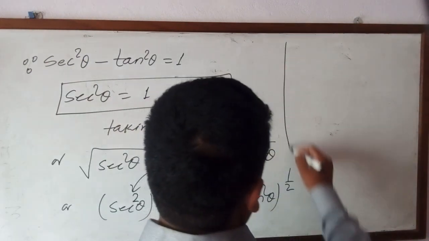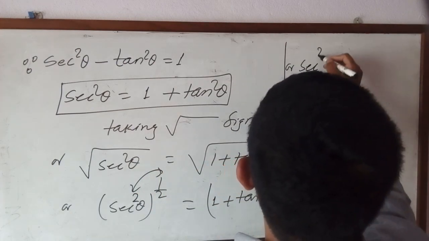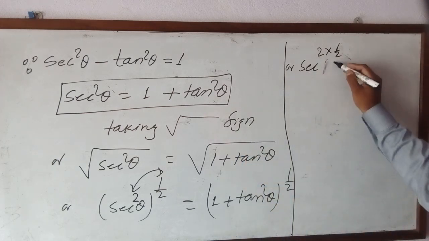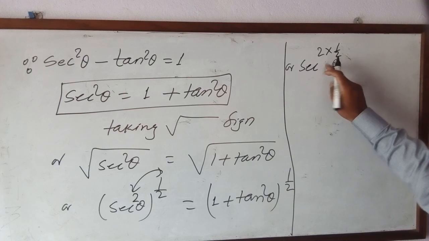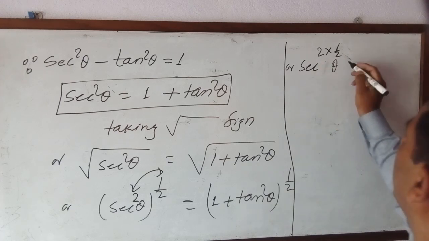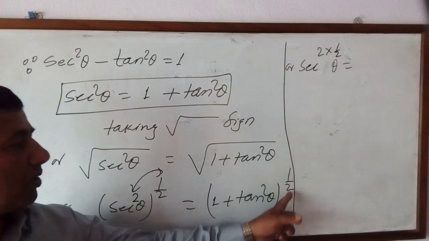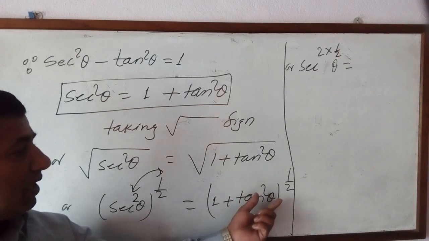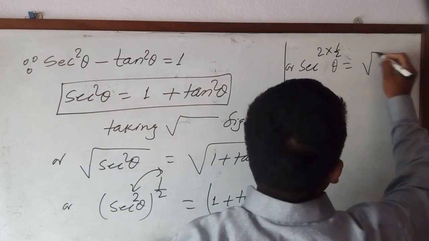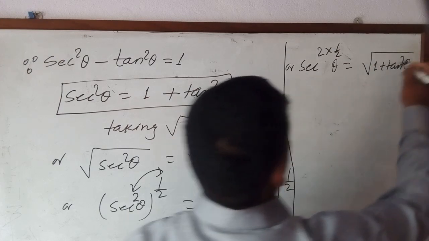Okay, I'll write this side. Sec square times 1 by 2 theta. Now this power should be written just in between this. Do not write it this side of theta. And this side we cannot multiply this 1 by this 1 by 2. We cannot multiply their power. That's why again I write in this form. Then it will be root under 1 plus tan square theta. It will be the same.